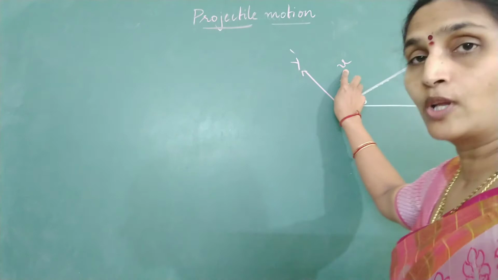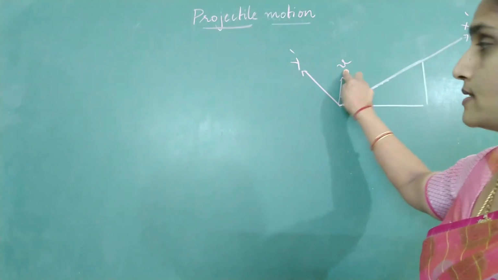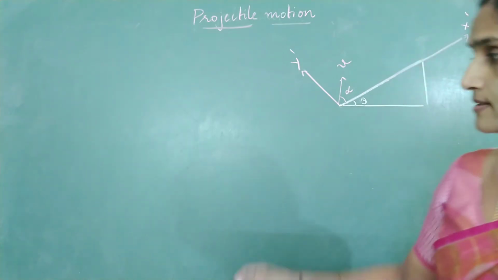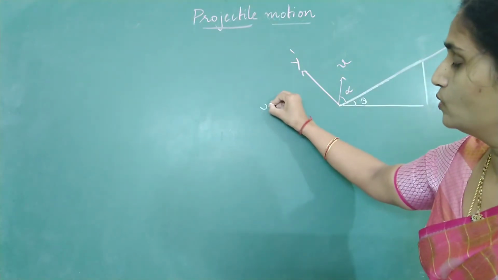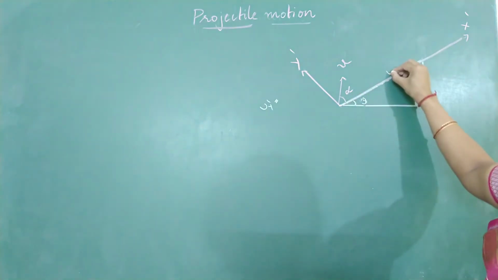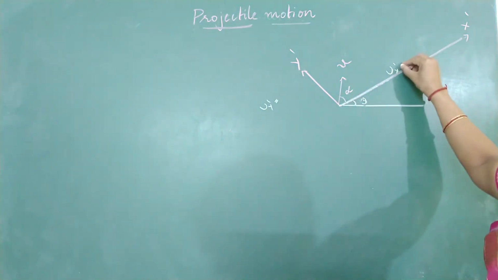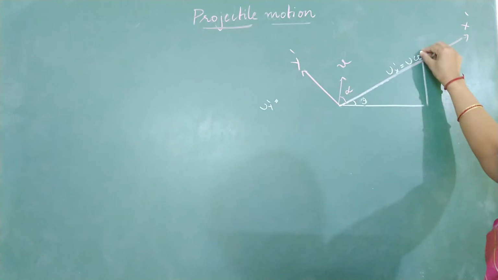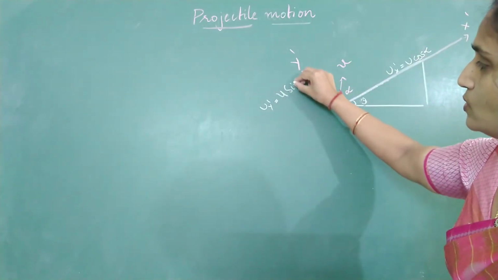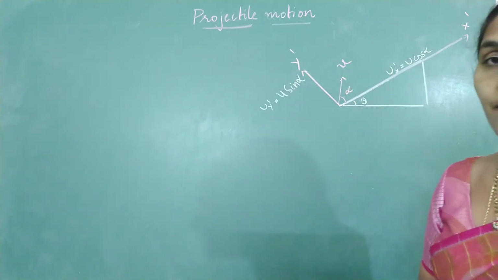Now split this velocity u into two components, along the x dash axis and along the y dash axis. So I will write this value u along y dash. Since this angle is alpha, what is u along x dash equal to? u cos alpha. This is u sin alpha.